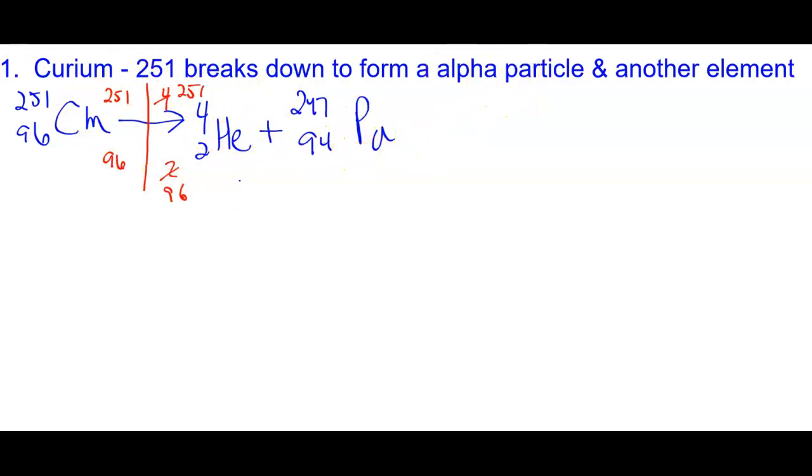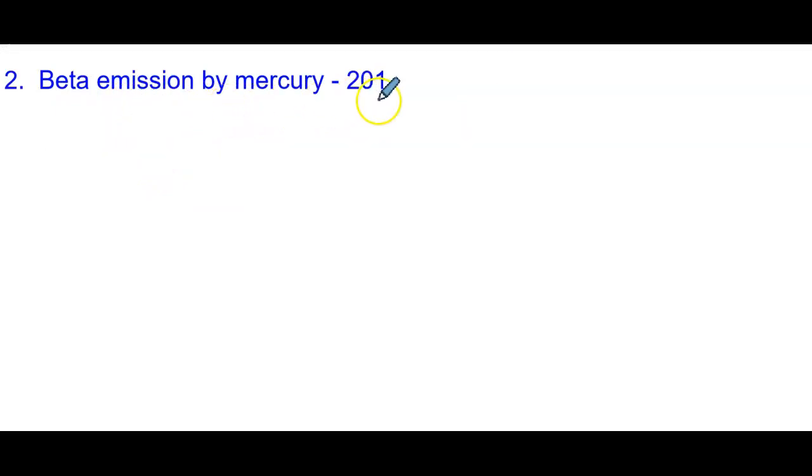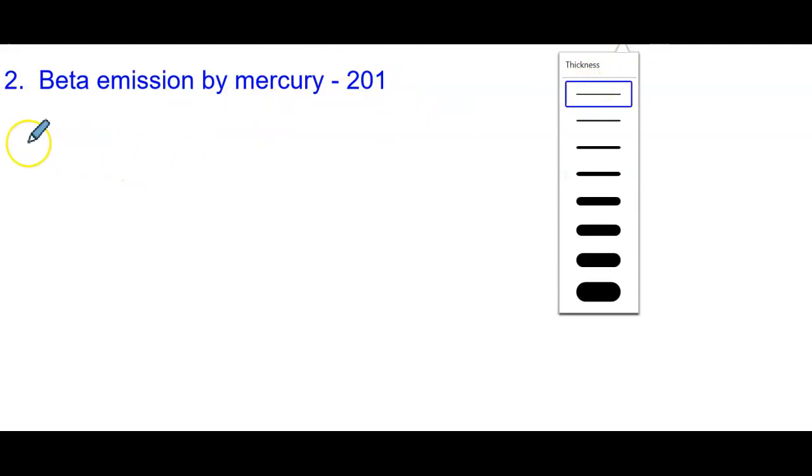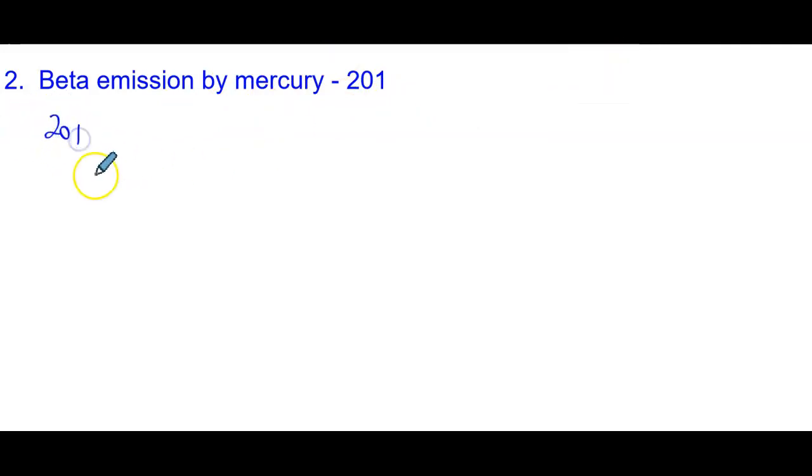Okay, next example. Beta emission by mercury-201. We know this is mercury-201. We know that the mass number is 201, the number after the dash is the mass. We know it's mercury, so you're going to look up the symbol and the atomic number. You should see that mercury is element 80, atomic number of 80.